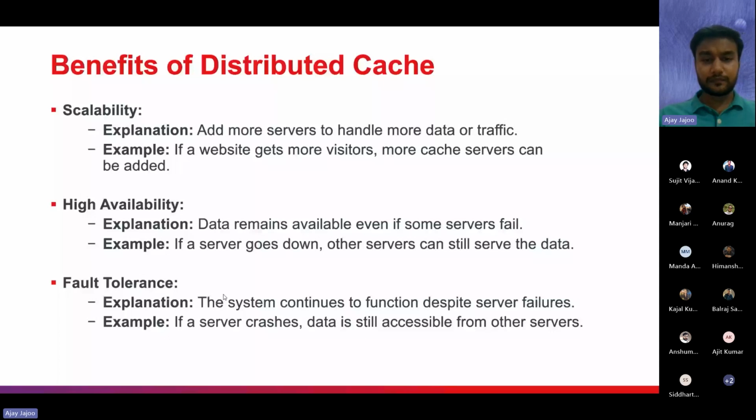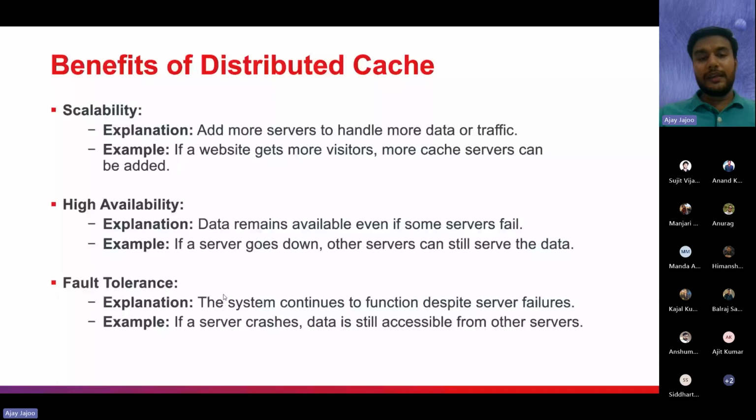High availability: data remains available even if some server fails, because we have multiple caches and a distributed one. For example, if a server goes down, another server can still serve the data. Similarly, for fault tolerance, the system will continue to function despite server failures. If a server crashes, data is still accessible from other servers, because our cache data is distributed across servers.